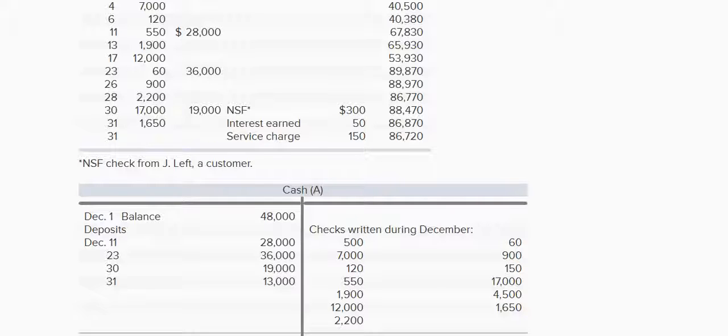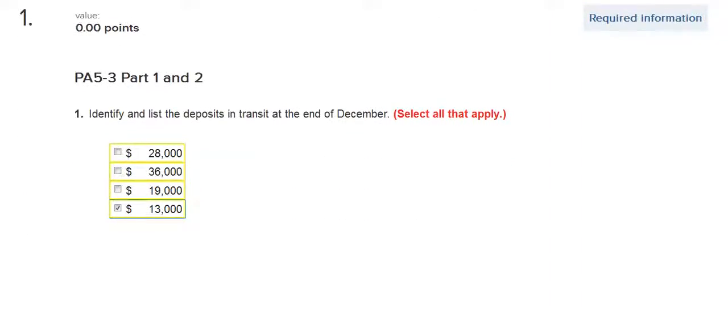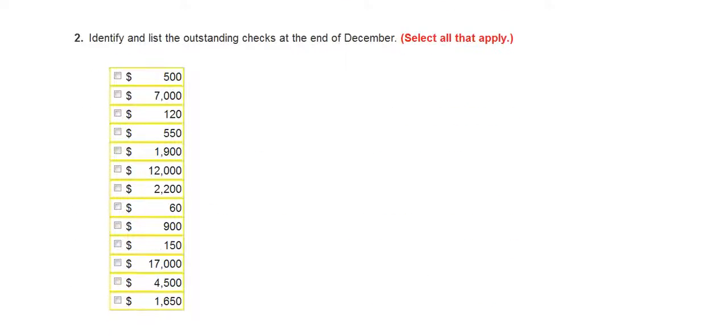We are missing two checks though, $150 and $4,500. They did not clear the bank. They were not cashed. Those are called outstanding checks. So we're going to check off the checks for $4,500 and for $150. They have not been cashed.